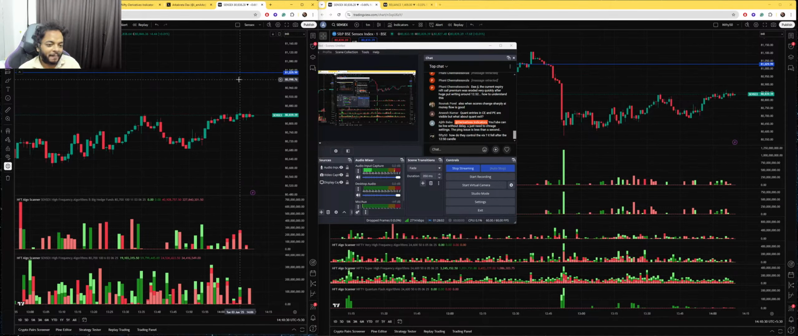Here also some put writers came in. So it fell, but again it's taking support there. But I think we should change the ATM. For now, the ATM is fine. 14, 10. Okay.